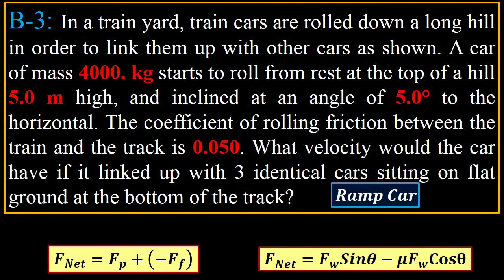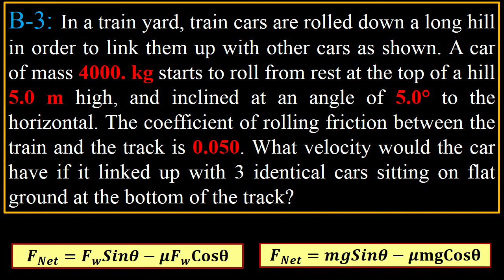Fp is Fw sine theta, and Ff is going to be mu times Fn, which is Fw cosine theta. I'm saying negative because plus a negative is just a negative. So that will give you the net force, that expression. And that's how you should really do physics. You should do it in terms of equations first and foremost. Now they're just converting it to mg because we're given m, and g should be second nature to you.